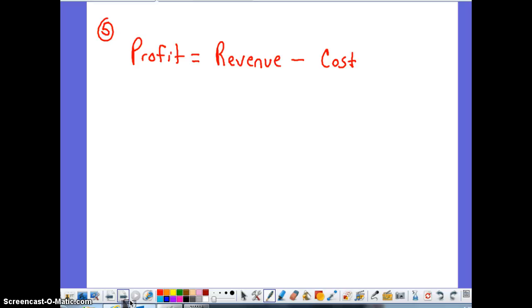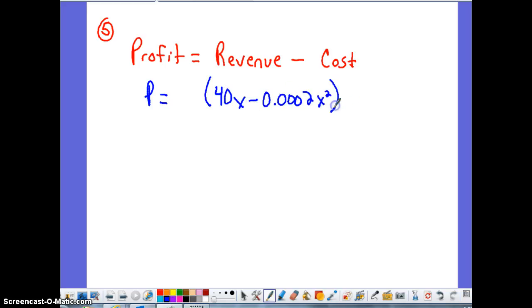All right, last one, number five. Number five deals with a word problem where the profit is equal to revenue minus cost. That was given to you there. It says the profit of a company is found by subtracting the company's cost from the revenue. All right, so my profit here is going to equal the revenue equation, which was given as 40x minus 0.0002 x squared. And we're subtracting the cost, which was 14x plus 120,000.